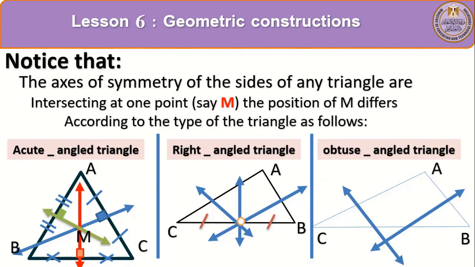The three axes of symmetry intersect at one point outside the triangle. Okay, my dears, something important to know is that in an acute angle triangle, the three axes intersect at one point inside the triangle, and in the right angle triangle, the three axes of symmetry intersect at one point, which is the midpoint of the hypotenuse. But in an obtuse angle triangle, the three axes of symmetry intersect at one point outside the triangle.